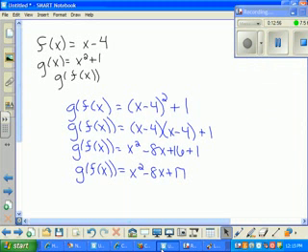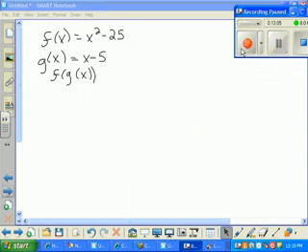Are there division problems like this? I don't understand, are you dividing functions? Yeah. Okay, let's talk.